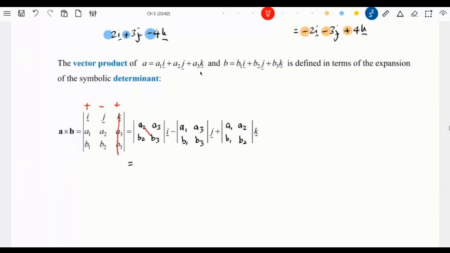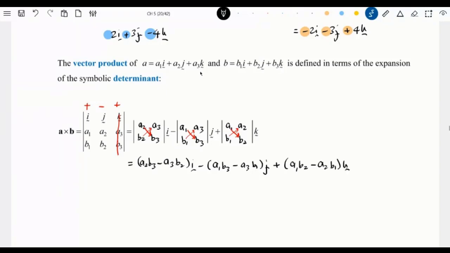Dia akan jadi ke bawah tolak yang atas, ke bawah tolak yang atas, ke bawah tolak yang atas. So we're gonna have (A2B3 minus A3B2) I, and then we have (A1B3 minus A3B1) J plus (A1B2 minus A2B1) K. So sebab tu jawapan akhir kamu mesti ada I, J and K sebab ini adalah direction. Okay, so far clear?